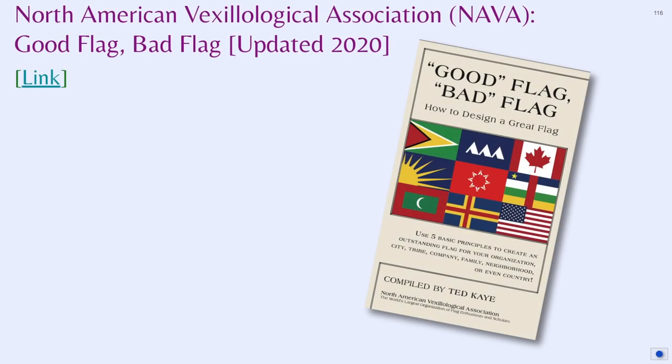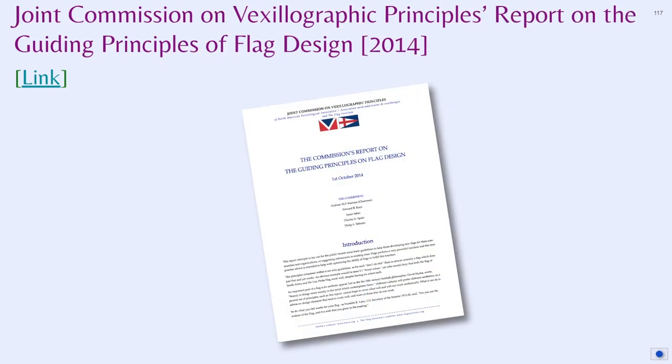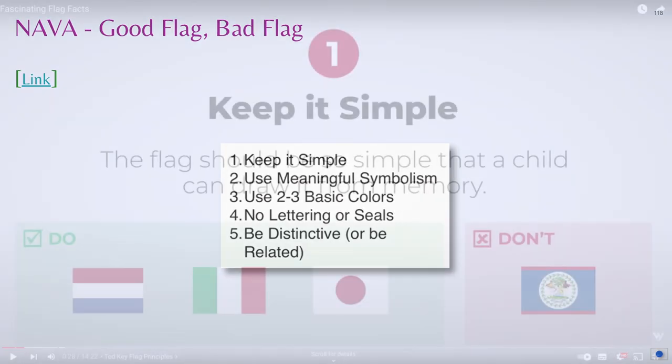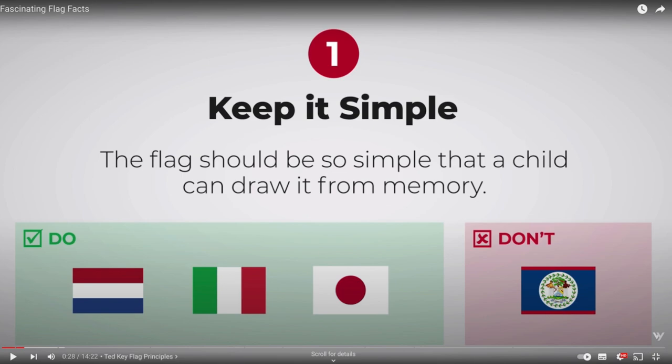Now, I looked at the North American Vexillological Association's document, Good Flag, Bad Flag, and the document pictured here. And conveniently, NAVA has come up with 5 simple guidelines. Keep it simple, use meaningful symbolism, use 2 to 3 basic colours, no lettering or seals, be distinctive or be related. So firstly, keep it simple.